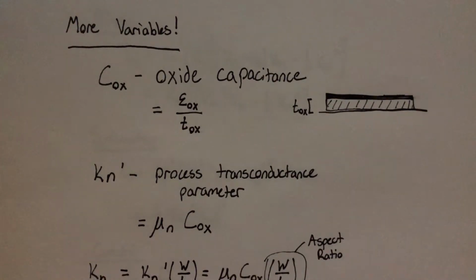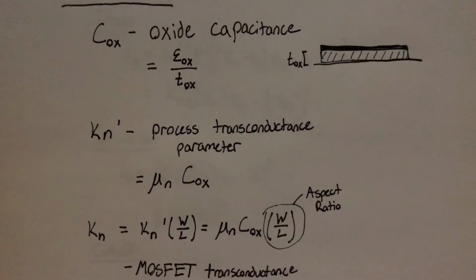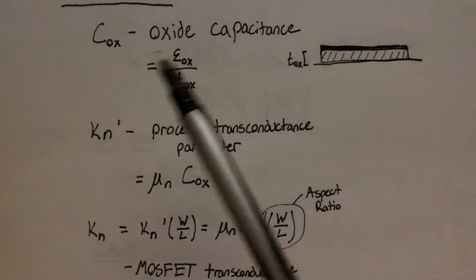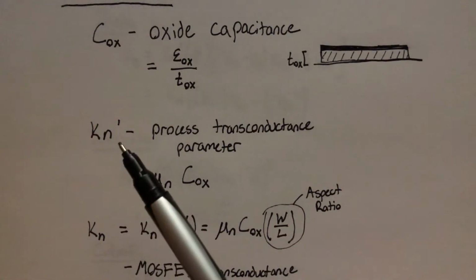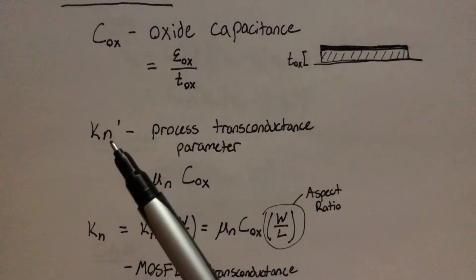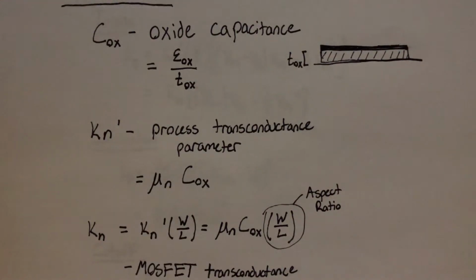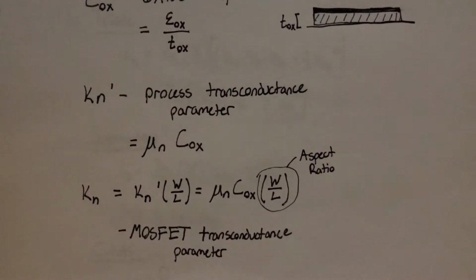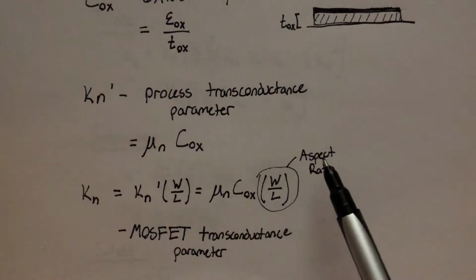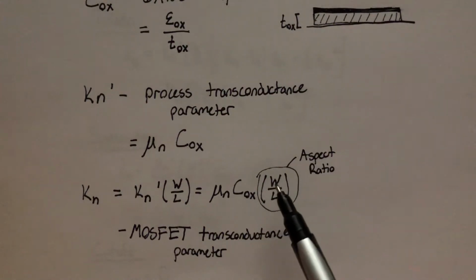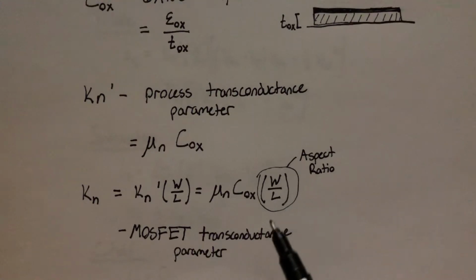The next one is the process transconductance parameter, which takes that capacitance and multiplies it by the mobility of the electrons. Now, once again, this is kind of like a data sheet variable, though they more times than not will give it to you. And honing in more on MOSFETs, we can get the MOSFET transconductance parameter by taking this parameter and multiplying it by the aspect ratio, which is the width of the depletion region over the width of the channel.